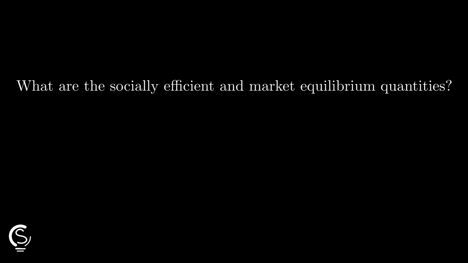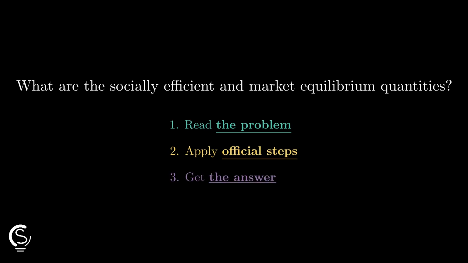Let's level up. Social efficiency versus market equilibrium can look sneaky, but this one unwraps fast if you match each quantity to the right curve intersection.